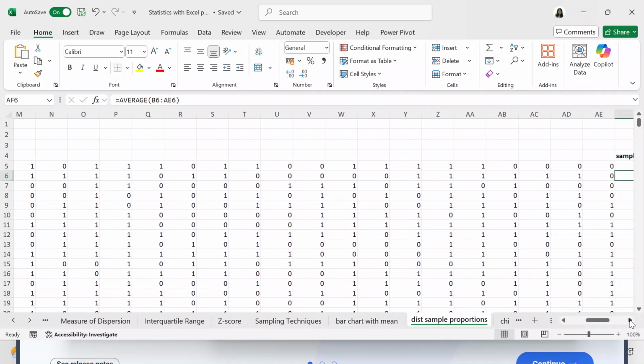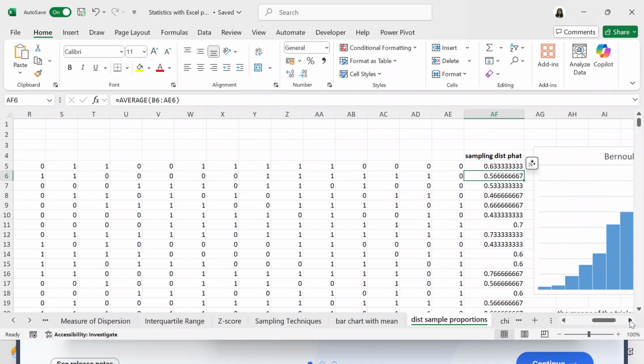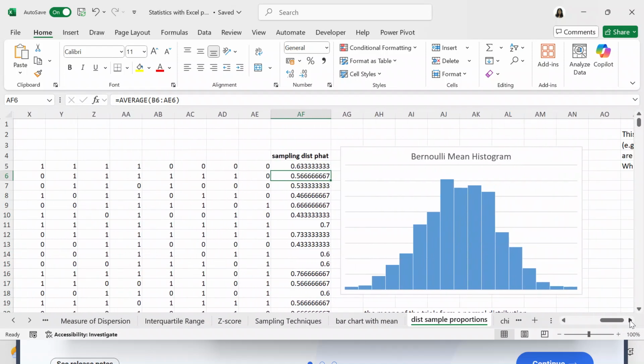And then so you take the average of each row, and then what you do is you create a histogram. And we talked about histograms in previous videos. And basically what this histogram does is it proves the central limit theorem.